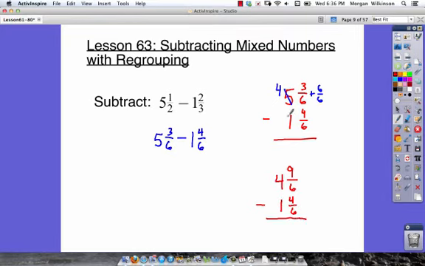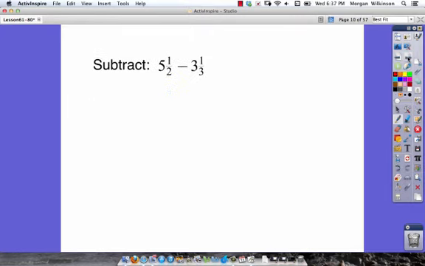Borrowing and regrouping makes it a little bit easier to find our answer. So we've got 4 minus 1, that's 3. 9 minus 4 is 5. Denominator stays the same when we subtract fractions, so we've got our answer of 3 5/6. This method will work every time when we go through a problem that needs to borrow and regroup. Let's go ahead and look at another example.